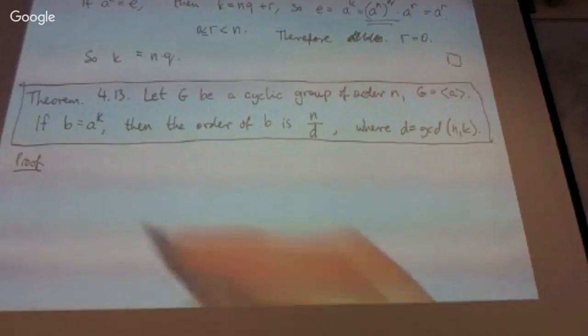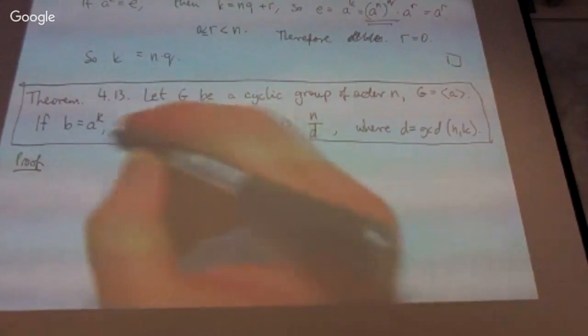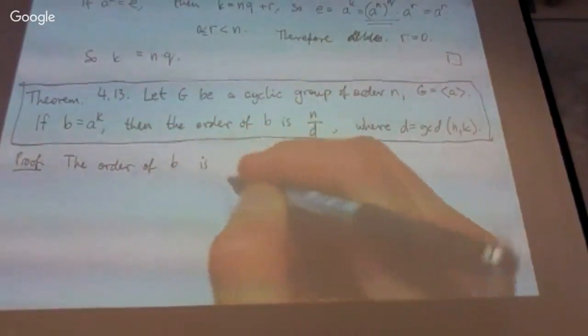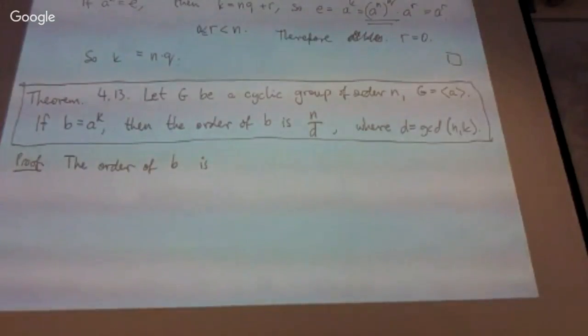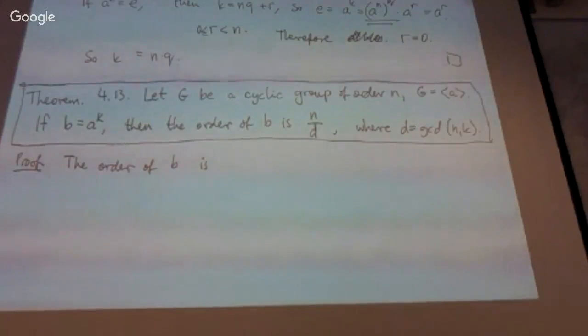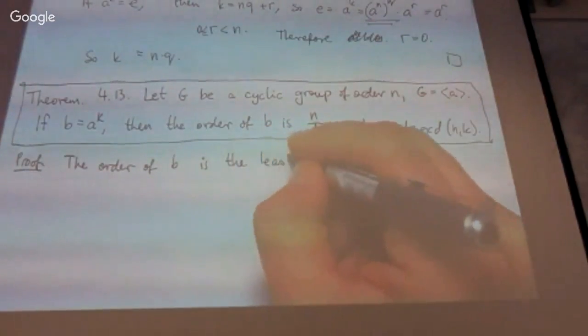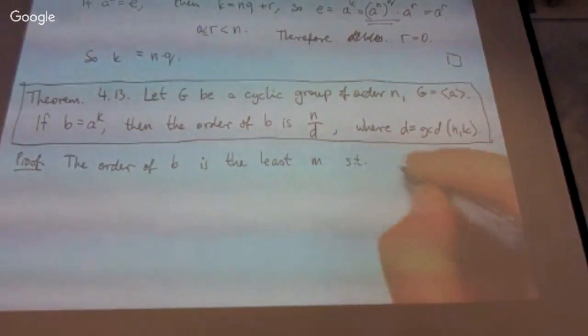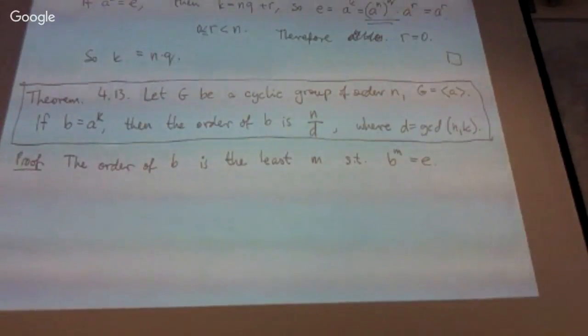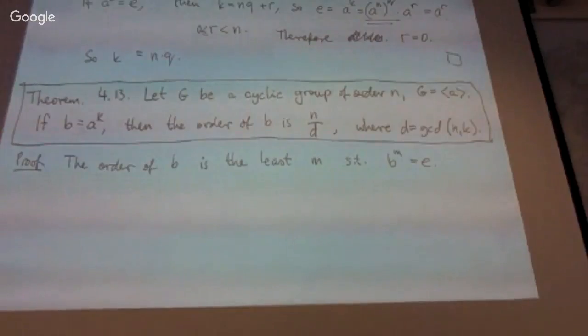Now, what is the order of b? It's a theorem about the order of b. What was the definition? We had it yesterday, I think. The least positive n such that b to the m equals e, off the top of my head. Exactly. I keep timesing b with itself, and the first time I get e, that's called the order.